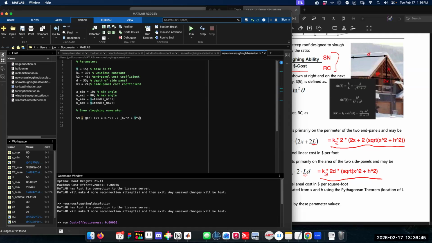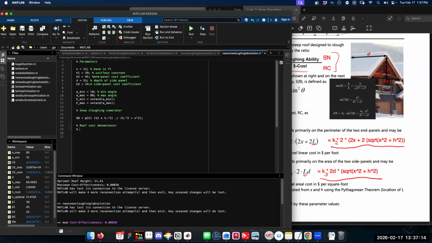Actually, the x doesn't need element by element. X is constant. Okay, so k1 times h squared divided by h squared plus x squared. That's our Sn. And then we'll need to do the denominator now. Proof cost denominator. And that's these terms.